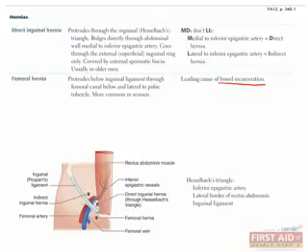You can see that Hesselbach's triangle is formed by the inferior epigastrics, the lateral border of the rectus abdominis, and the inguinal ligament.